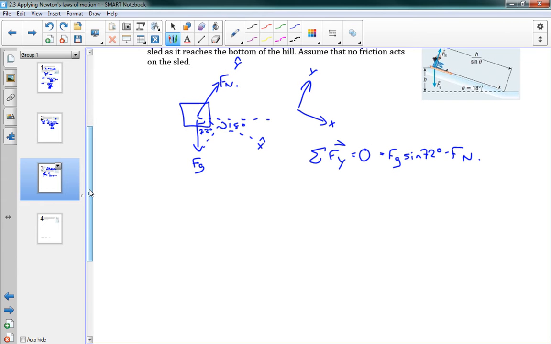But in this problem, we don't really care about the normal force. What I want to find is my x force. The net x force is going to be just this Fg cos 72 degrees. Just this piece. That's what I'm interested in. And that force is what's going to make me accelerate. So this is equal to mg cosine 72 degrees.